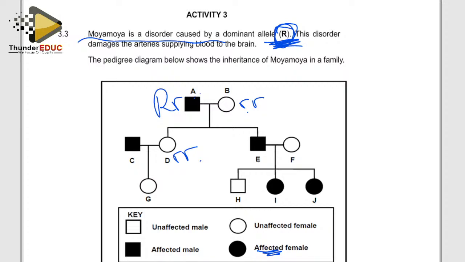Is it clear, guys? The shaded one is caused by a dominant allele.